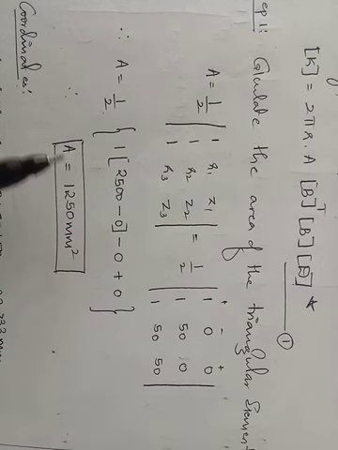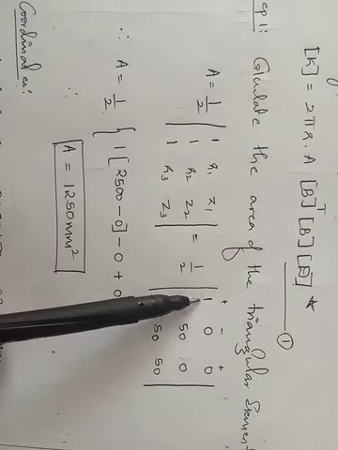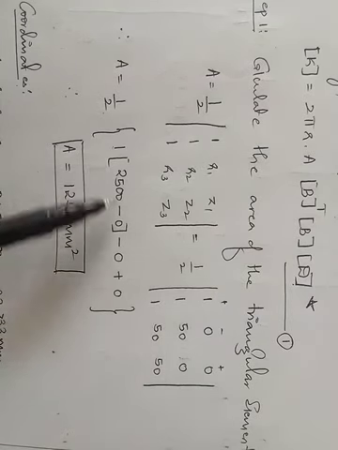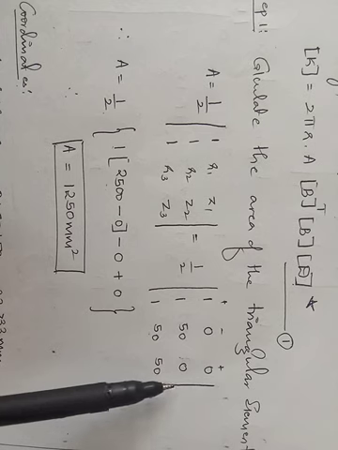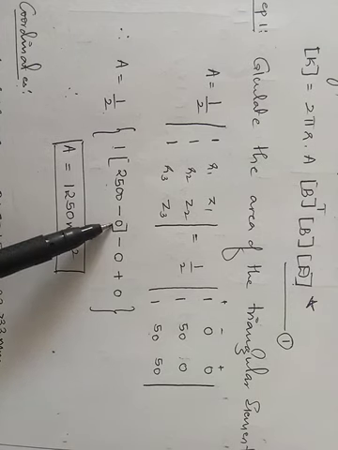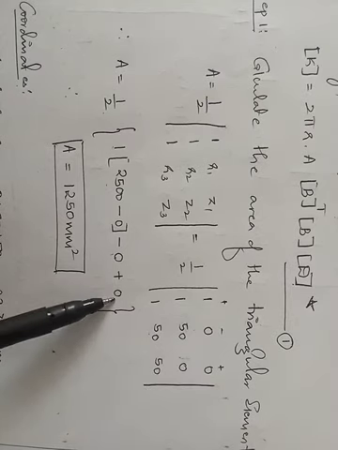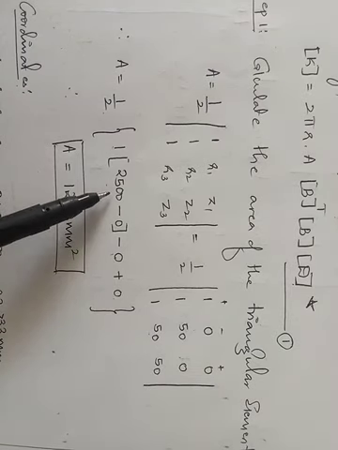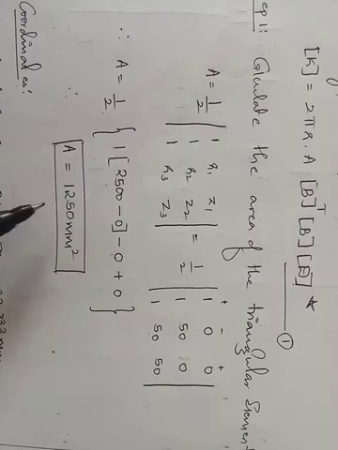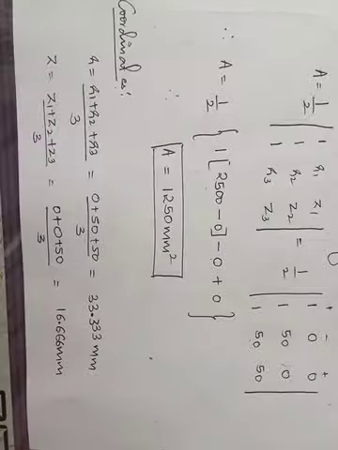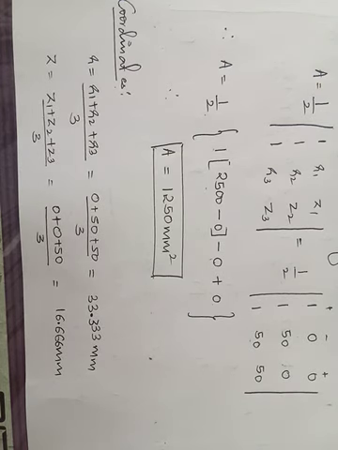If you substitute everything and simplify, I'll get 1 by 2, and this one I have kept as it is. 50 into 50 is 2500, minus 50 into 0 is 0. Minus 0 into anything is 0, plus 0 into anything is 0. So A is 1 by 2 of 2500, which is 1250 mm square. This is how you calculate the area of the triangular element. Next we are going to calculate the general coordinates which will be used for the B matrix.